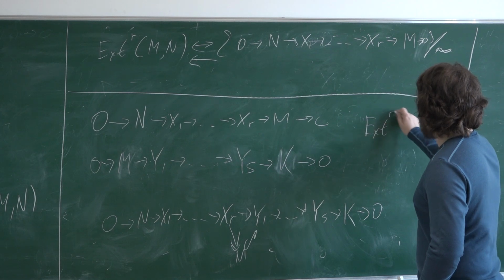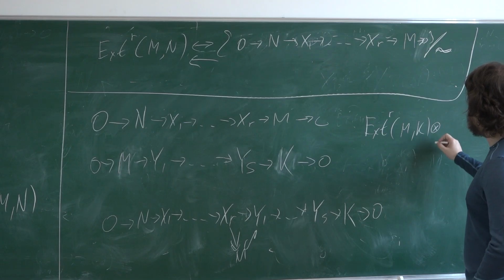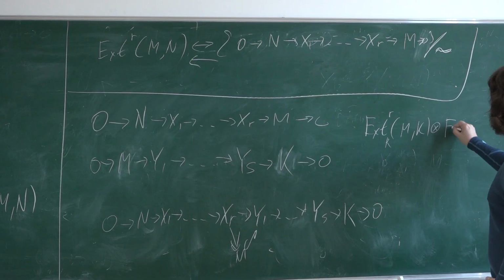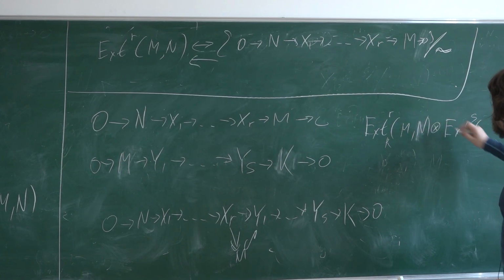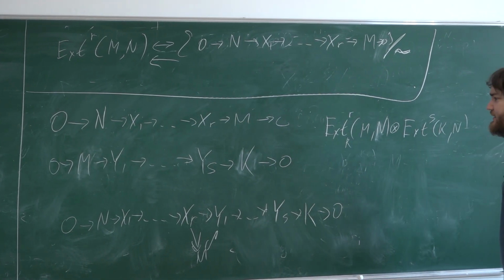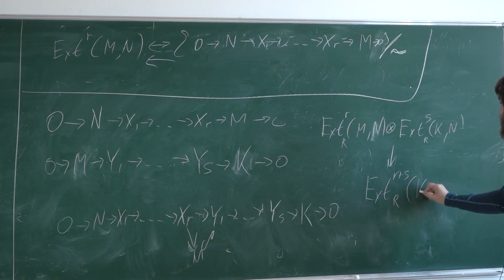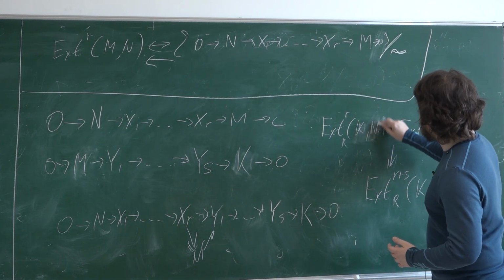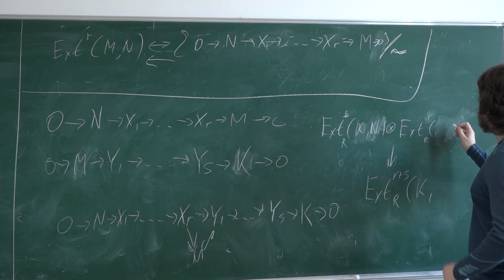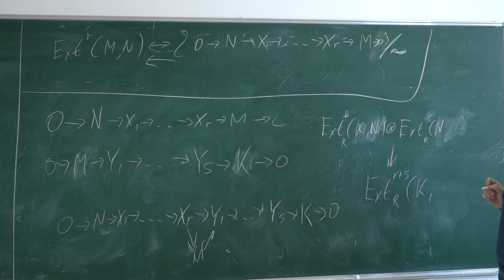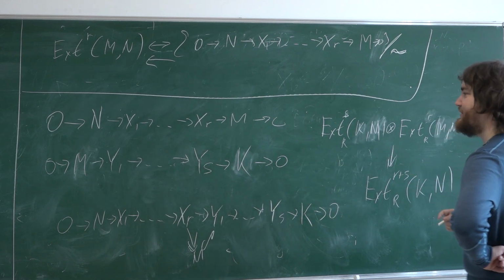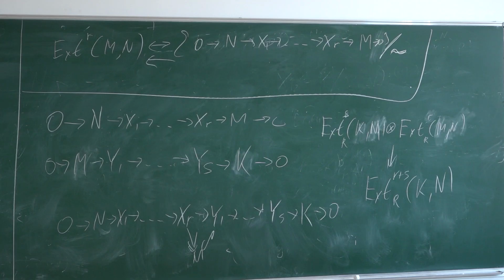So if we believe that these are Ext groups, then we obtain the Yoneda multiplication on Ext groups. We obtain a map from Ext R (M, K), and because it's bilinear, in fact, it's a multiplication, from Ext R (M, K) and Ext S (K, N) to Ext R plus S. Maybe it's a little more natural to write it in this order: Ext(M, N), Ext(K, M), Ext(K, N).